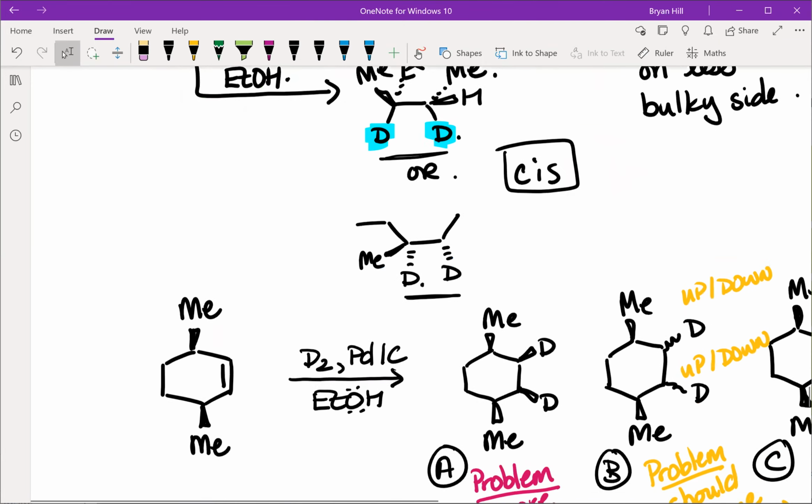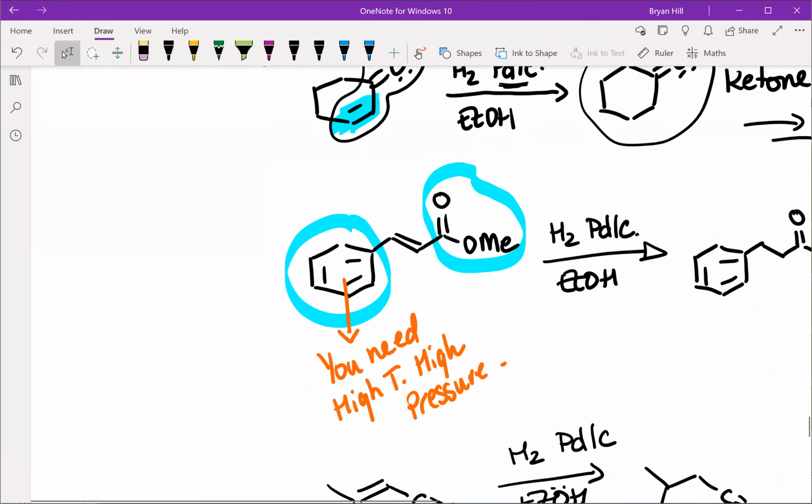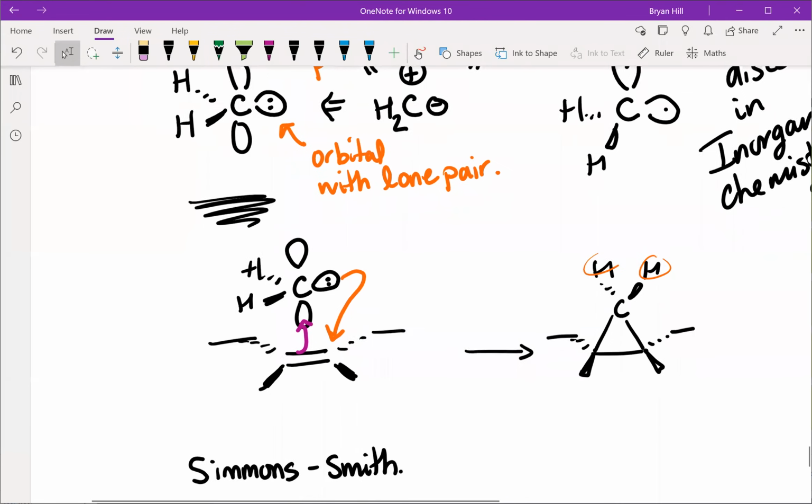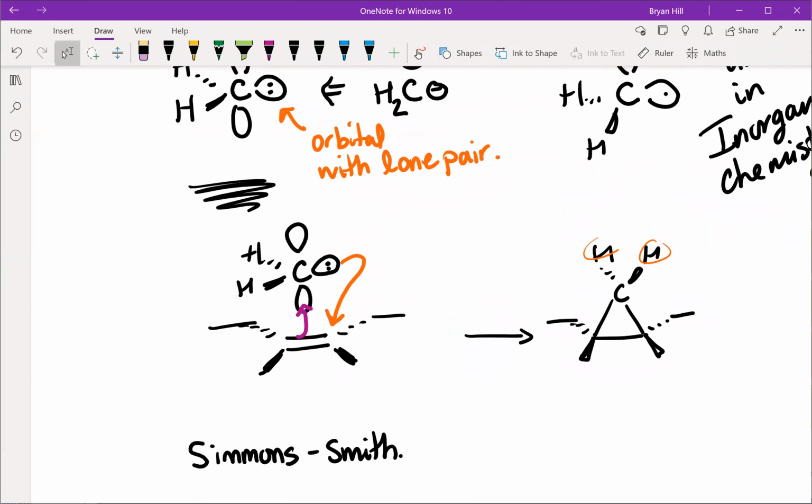So I guess that's basically it for today. So mechanistically, for most of these things, I typically don't ask mechanism questions on carbenes or necessarily on hydrogenations, because there is some debate in the literature of just how the hydrogenation works. But the observable consequences of these reactions are that the hydrogens are added on the same side, and it's usually the least bulky side.